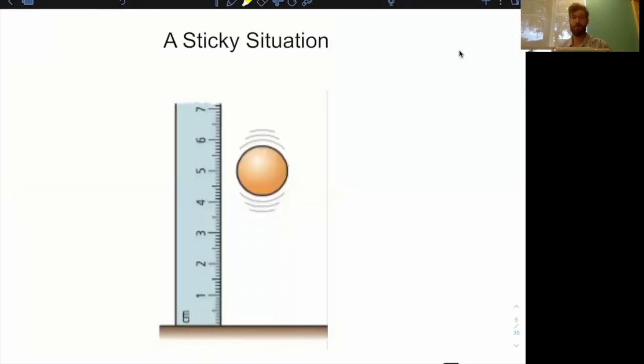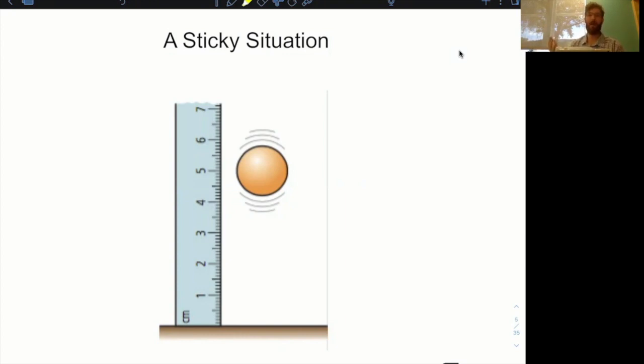So let's start with a sticky situation. Here we've got an object, a ball that's bouncing up and down. We're going to film this, but we want to record the height of each bounce. So here we've taken a still shot of the object as we hope at the very top of its bounce. Maybe that's issue number one. But now we even have to talk about how we're going to measure the height of the bounce.